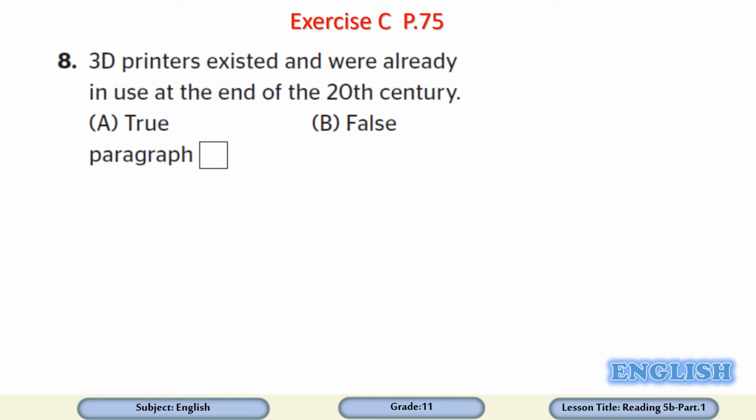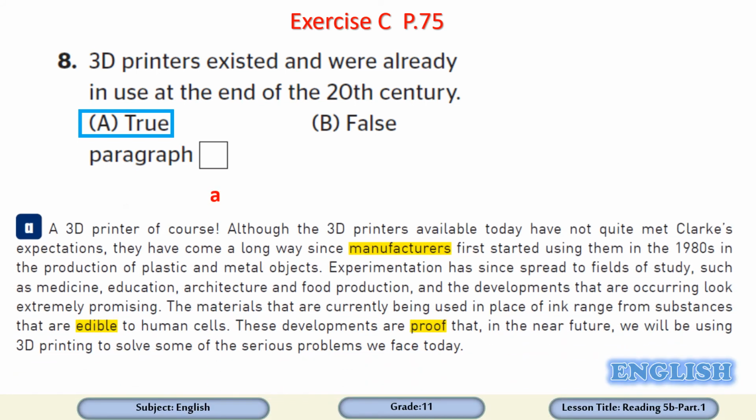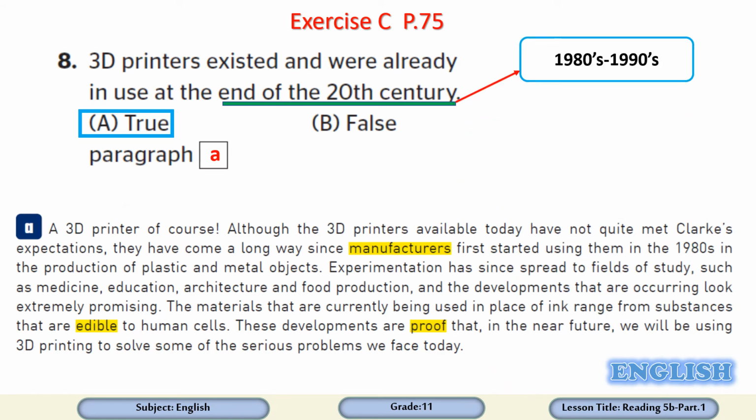Number 8. What was the answer? Yes, good, it's true, and the answer is in paragraph A. What does the statement say? 3D printers existed and were already in use at the end of the 20th century. It means the 1980s, 1990s. What does the paragraph say? Yes, it says in the 1980s, which is the same type of information, and this makes the statement true.